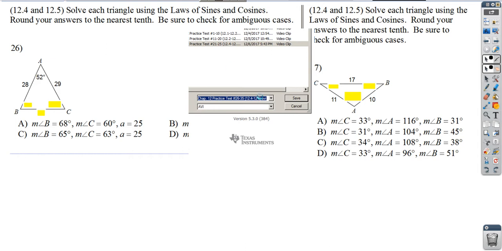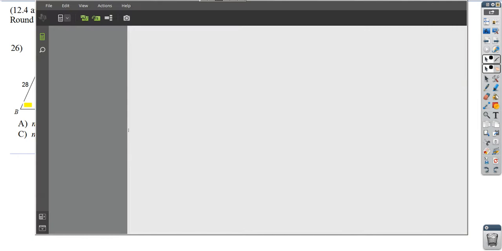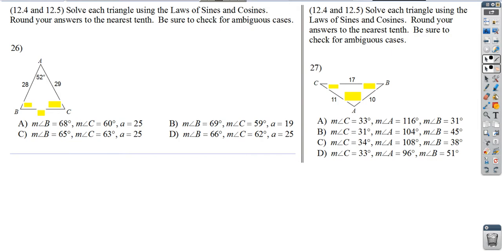Alright, so in this part of the practice test, we'll start looking at problems involving the law of cosines. One of the ways you can tell that you need to use the law of cosines is that if you try to use the law of sines, you'll see in just a sec what happens. So let's suppose we try to use the law of sines on number 26.